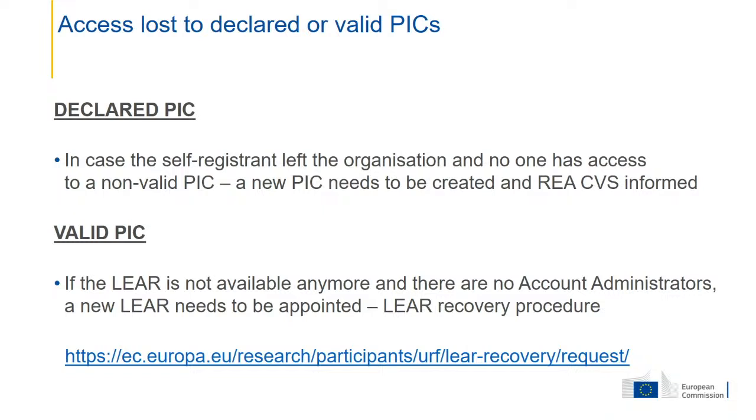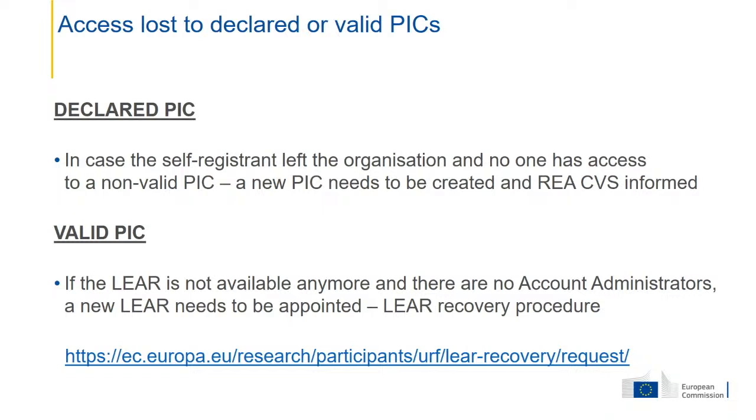So at the end of my presentation, I would like to specify, we already mentioned that there is the scenario in which you might lose access to your PIC number for some reason. There are two possible options. In the first scenario, you have a declared PIC, so the PIC hasn't been validated yet. For example, you discovered in the participant register a PIC number for your organization and submitted a proposal, and then comes the moment where you need to validate your PIC, but you realize that you do not have access to this PIC number.